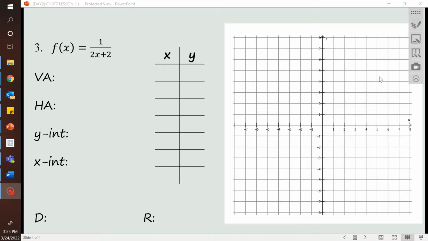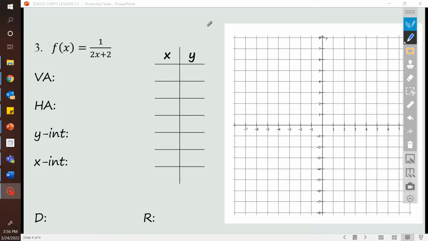The third problem has to do with, if you want to see examples like numbers 1 and 2, you can find them on the day 1 lesson. So this one is a little bit different because it's not in the form of 1 over x minus h plus k, because of this 2 in front of this x here. However, you can fix it so that you can put it in this form.